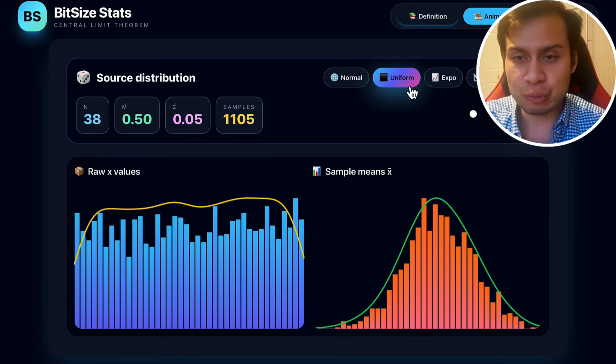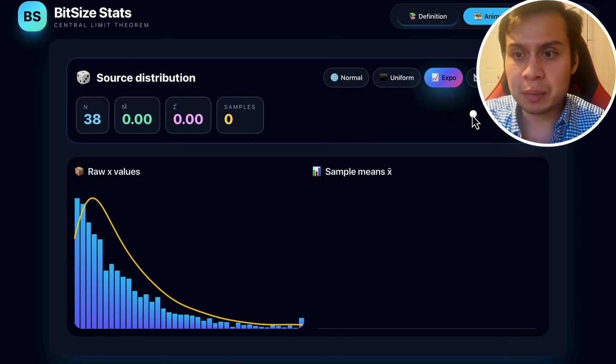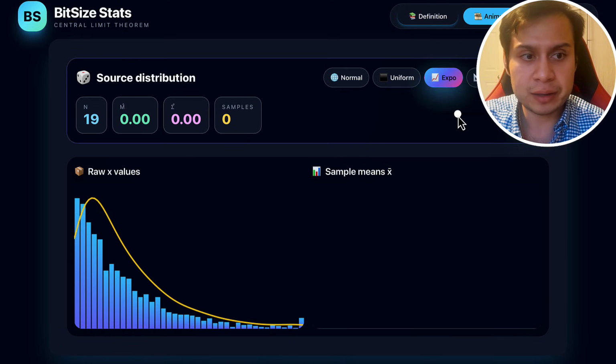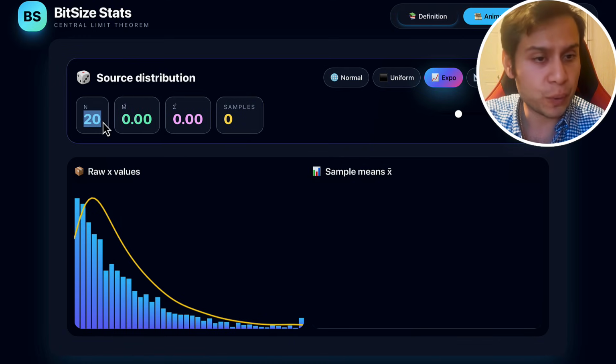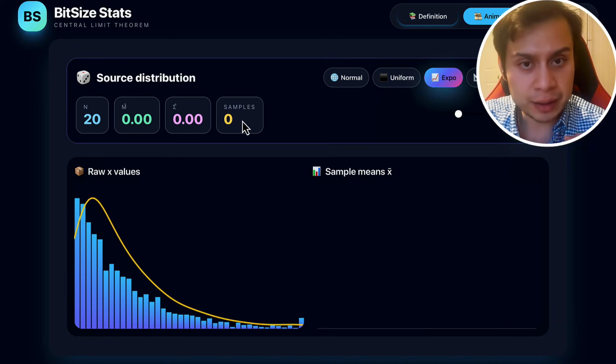Let's try another distribution called the exponential distribution. It looks like this. It's exponential and it has a long tail. The process is the same. Let's make the sample size a little lower, to n of 20. And then we will draw samples, calculate the mean, and then the sampling distribution of the mean will look normal.